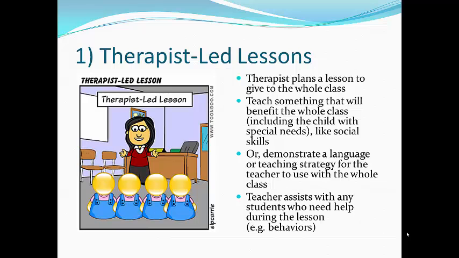watch that. During the therapist-led lesson, the teacher will be assisting with other students who need help during the lesson. So if you have a kiddo who has some behaviors that need to be taken care of, the teacher would be helping out with that and also be watching the examples set by the therapist for the type of instruction that is being used. So that is the first model, therapist-led lessons.